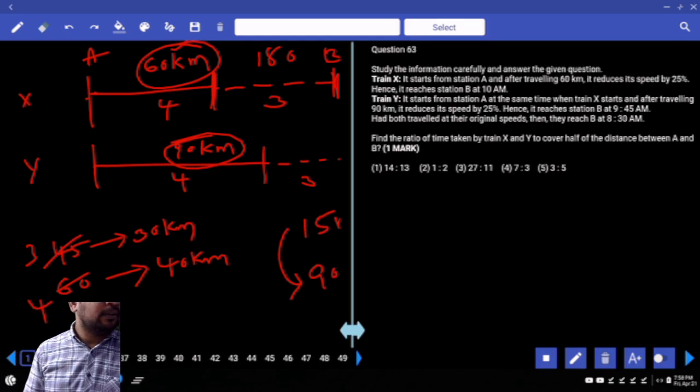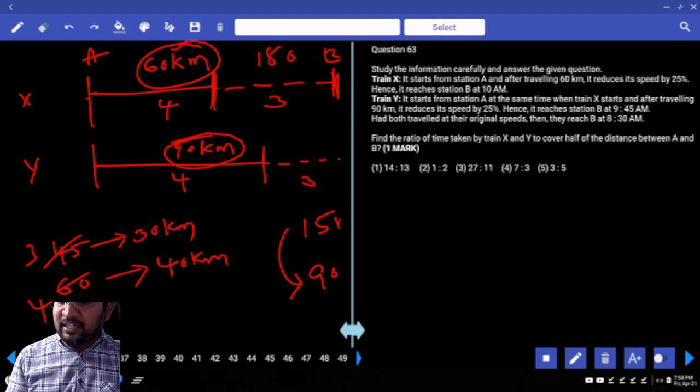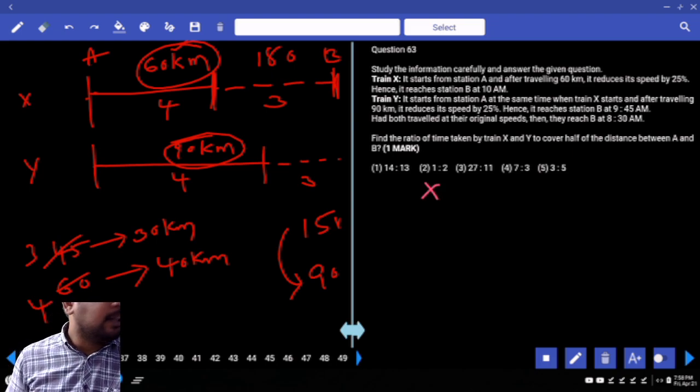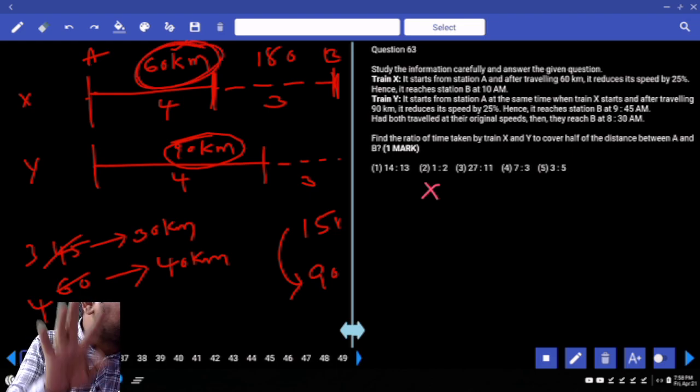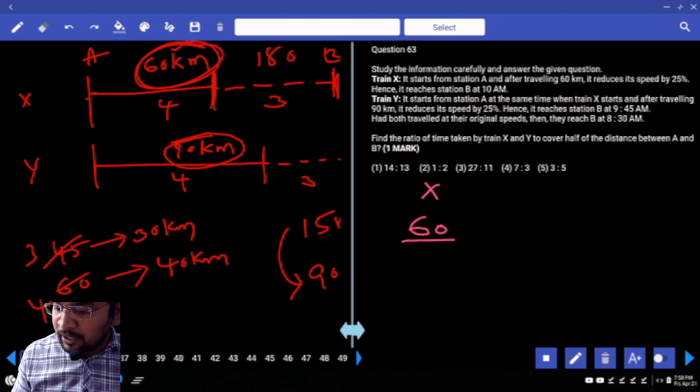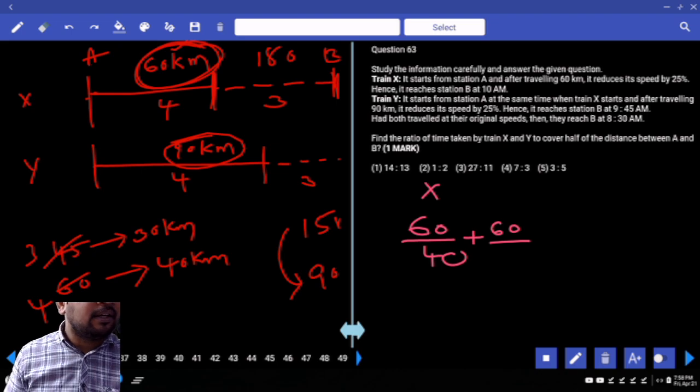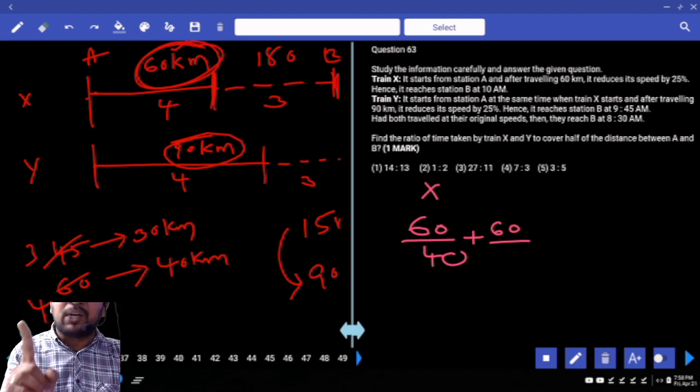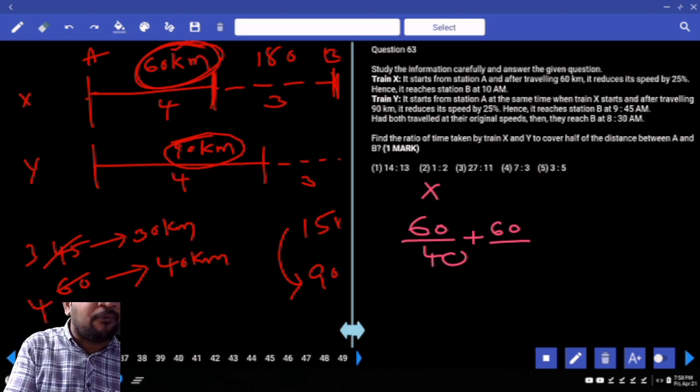Now look at here, all of you. First train X. First 60 kilometers they travel with 4 parts. 4 parts is nothing but 40. First 60 kilometers at the rate of 40. Remaining is how much? Half is nothing but 120, so remaining is 60. First 60 with the help of 4 parts, 4 parts is nothing but 40. Remaining 60.